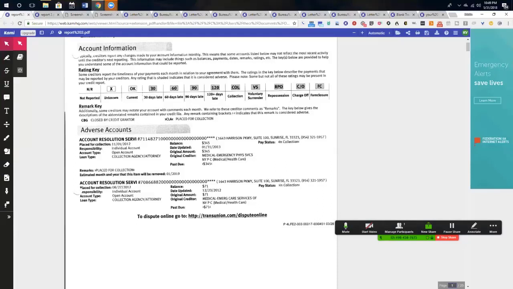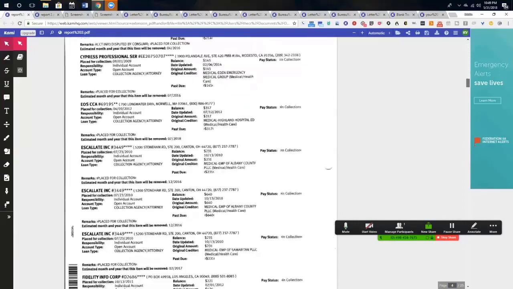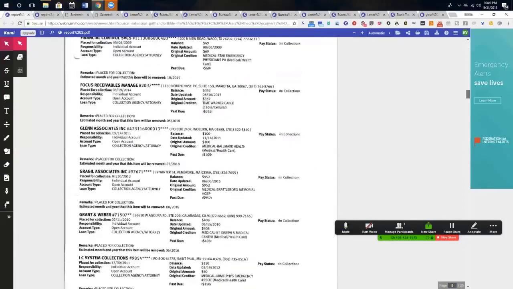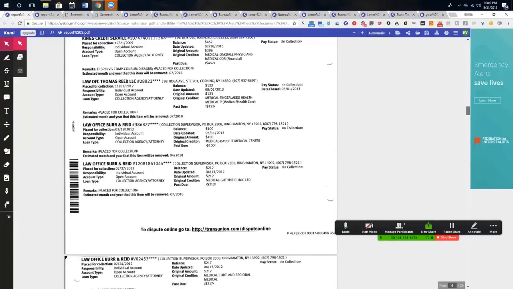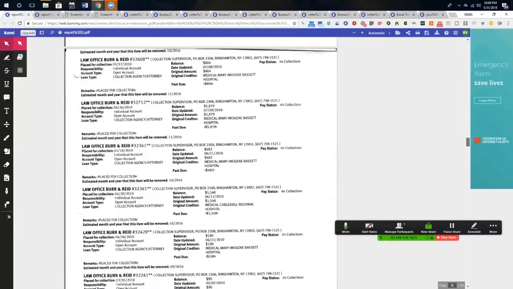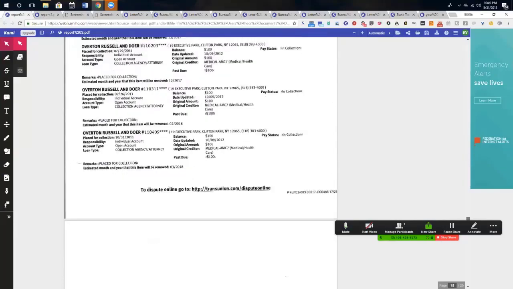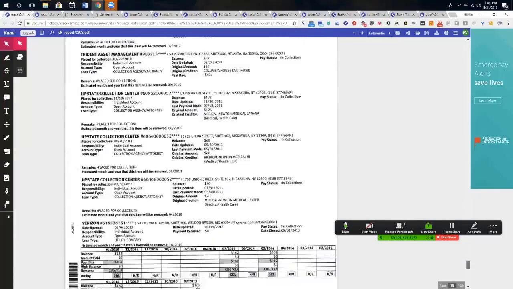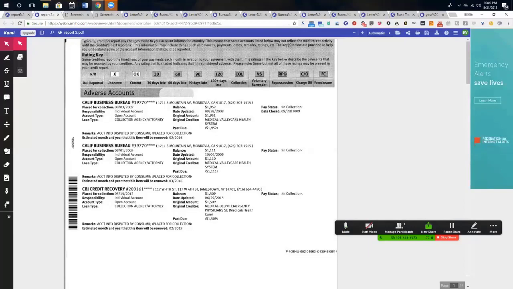I'm going to show you how I removed all of these 150 collections. Yes, 150 collections. As you can see, they're all alphabetized like how credit reports normally are, so it's not the same page over and over again. This is what this credit report looked like when this client signed up. And let's get to the bottom of it just so you can see that it's actually 20 pages. So that's what it looked like.